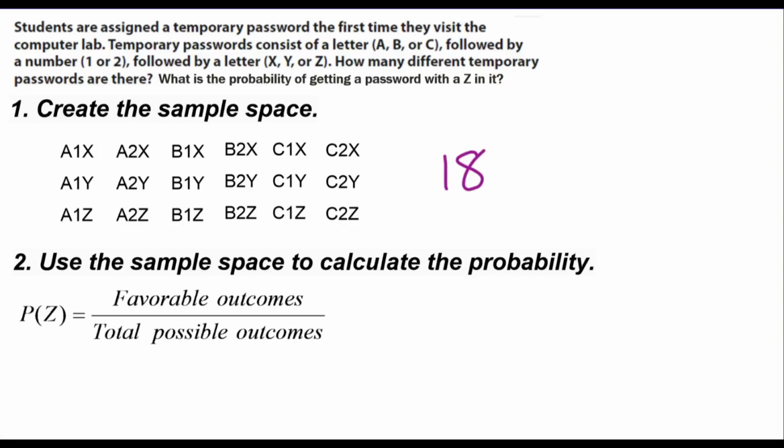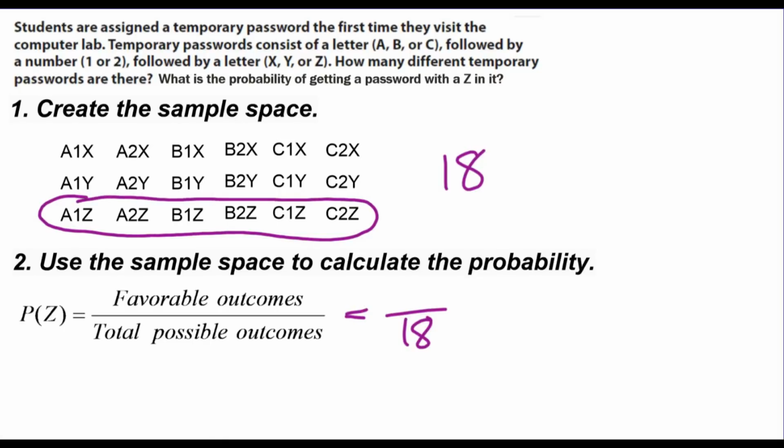So what's the probability that I get a password with a Z in it? Well, there are 18 possible outcomes, and how many of those 18 have a Z in it? Well, since I listed all the passcodes in an organized way, I can see that all of these passcodes in the bottom row are the ones that contain Z's. So there are actually 6 passcodes that contain a Z. So 6 out of the 18. So my probability is 1/3, or a 33 1/3% chance of getting a passcode with a Z in it.